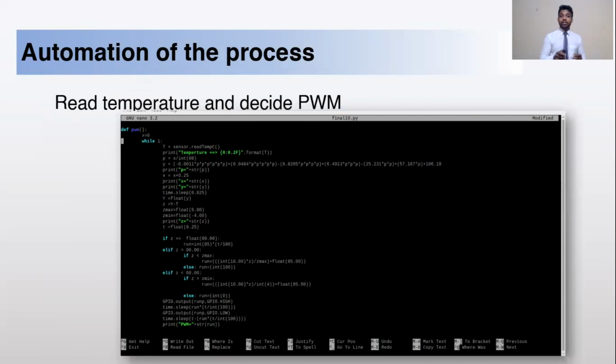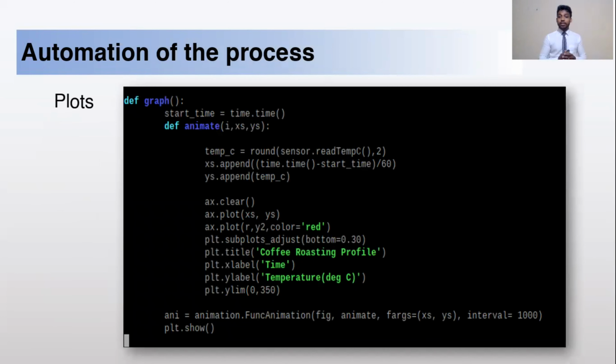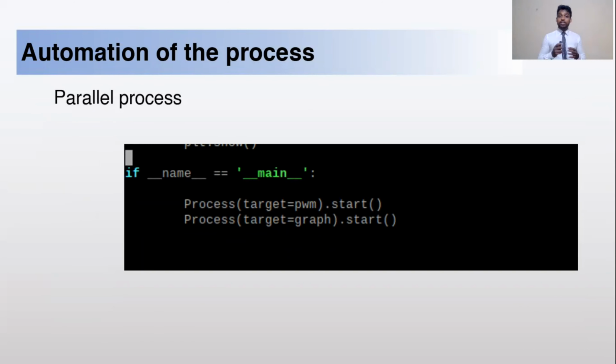At the second stage, we developed the program to read the temperature every 25 milliseconds. In the third stage, the PWM is decided according to the real-time temperature and its set value. Then we developed the program to represent the data taken by the model by graphical plots. As the fifth stage, we used parallel processing to run all these processes in parallel. The main thing in the parallel process is that we use the multi-threading option.